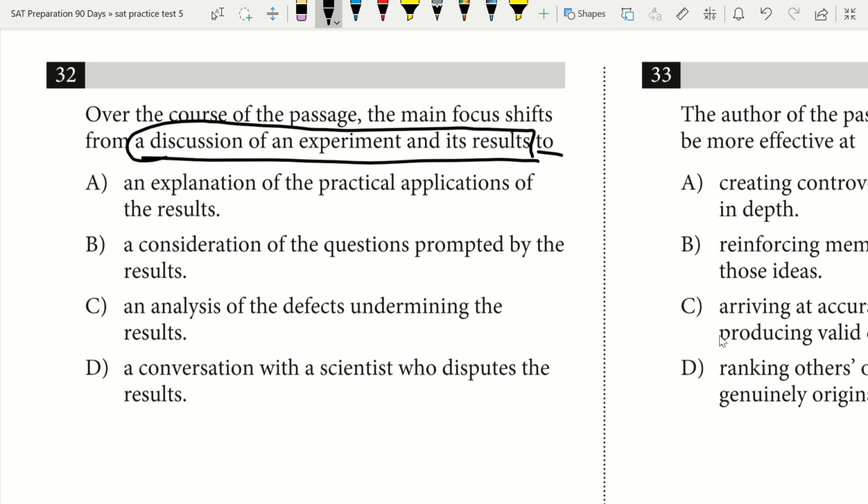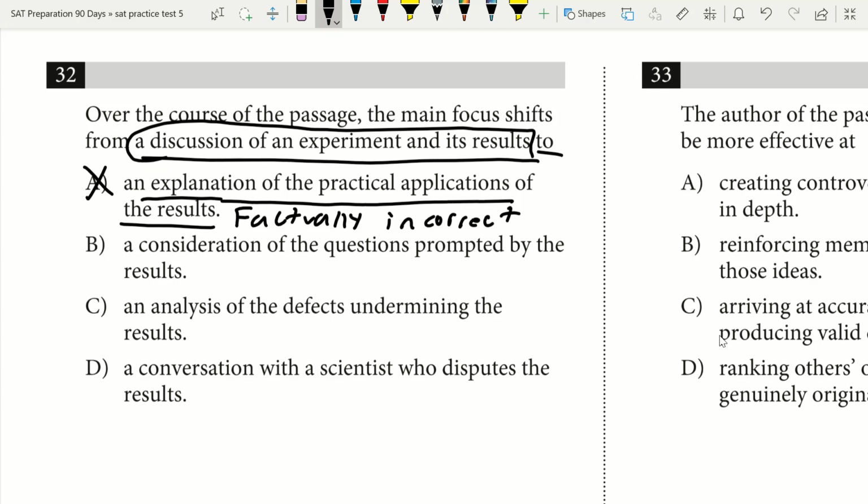Now if we look at answer choice A, we have an explanation of the practical applications of the results. Now, we never provide an explanation of the practical applications of the results in this passage, right? And I'm not going to read the passage to you because that's going to take too long, but we never do that. That never occurs. So that would just be factually incorrect. That never is discussed in the passage. Therefore, that's just going to be automatically wrong. A is incorrect. There's no trick there as far as it being too narrow or it being a reverse relationship. It's just not in the passage.